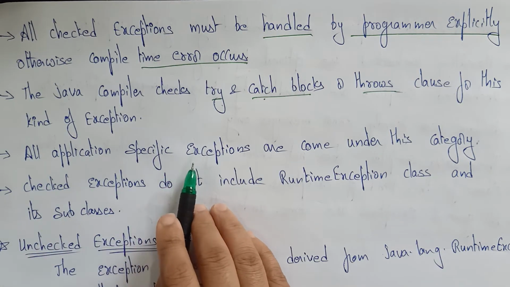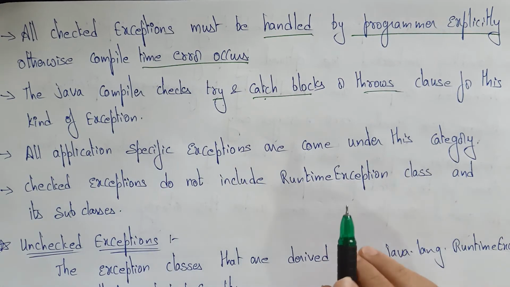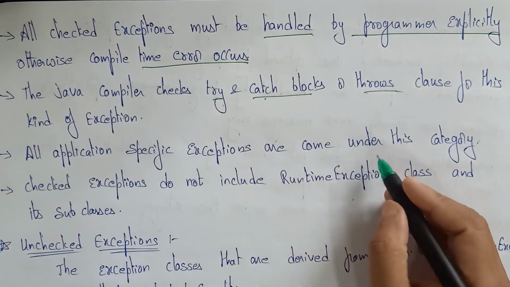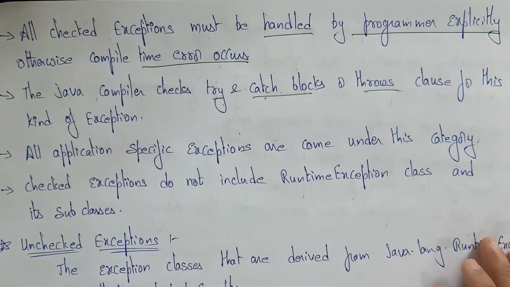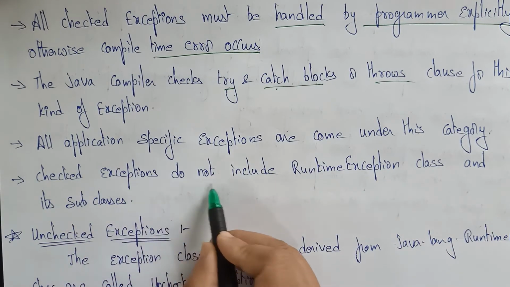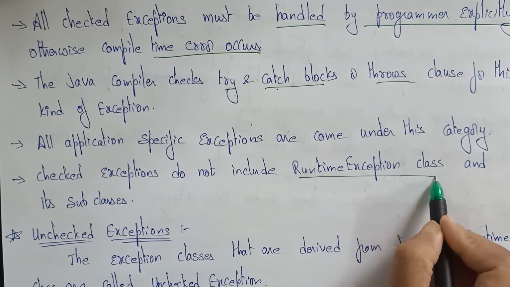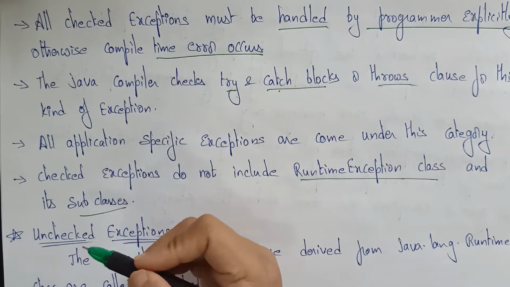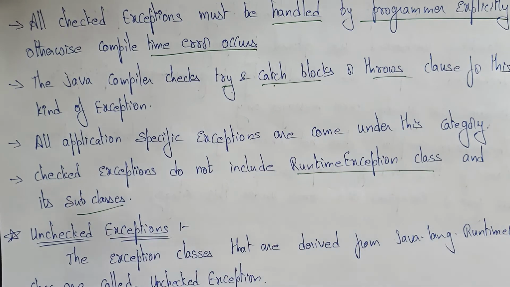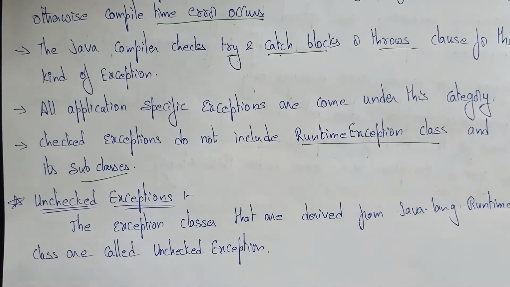All application specific exceptions come under this category. Whatever the application specific programs are, those types of exceptions come under the checked exception category. Checked exceptions do not include the RuntimeException class and its subclasses. Now let's see unchecked exception.